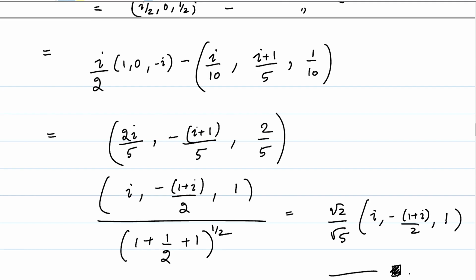Yeah, I've rectified it. So the next problem deals with finding the distance of a given vector from a given subspace in R3. So let me write it down. Problem 3.